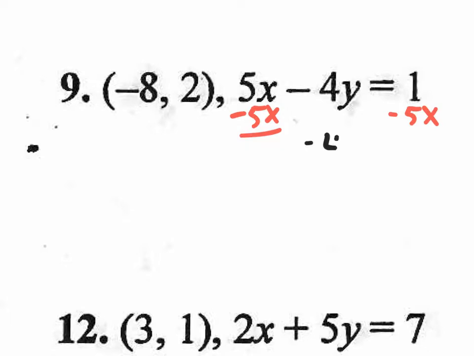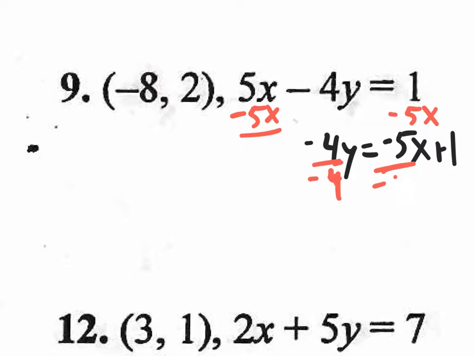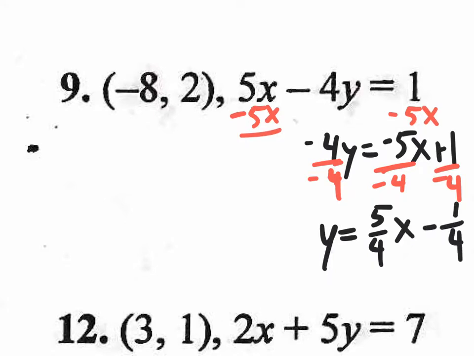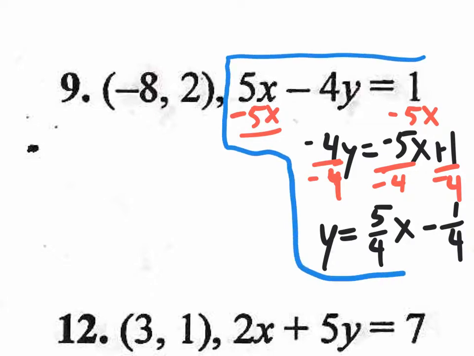I'd have negative 4y equals negative 5x plus 1. Then I'd have to divide by negative 4, divide by negative 4, divide by negative 4. So my slope-intercept form equation of this line is going to be y equals, negative divided by negative is positive, 5/4 x, and then minus 1/4 is my b value. Now, all I've done is taken the original line that they gave us and I changed it into slope-intercept form.